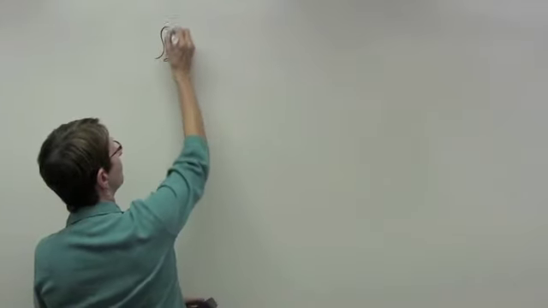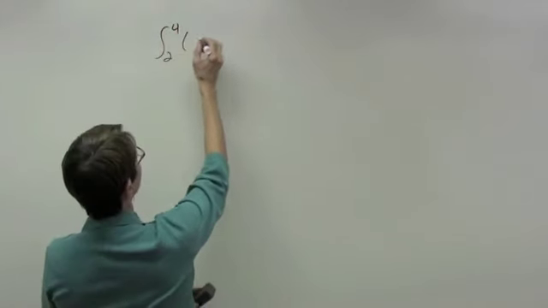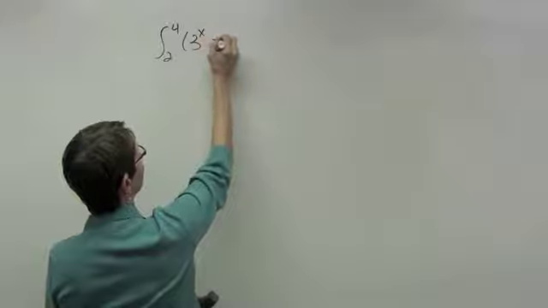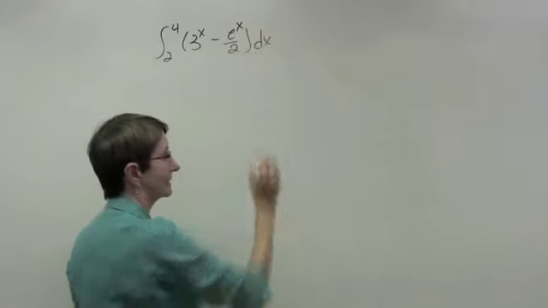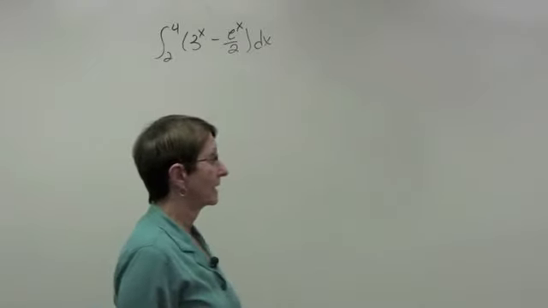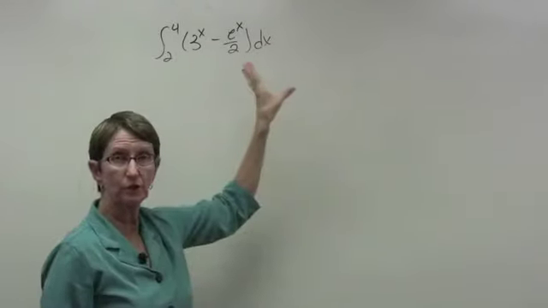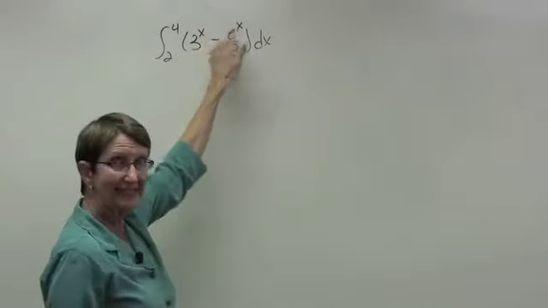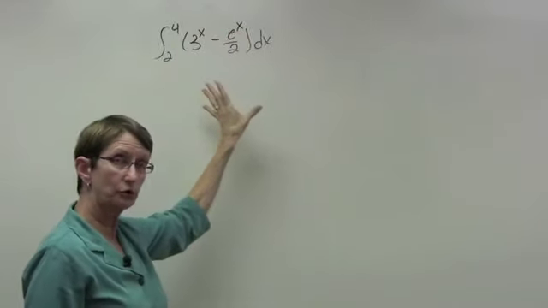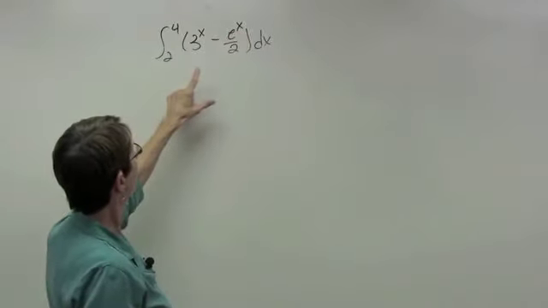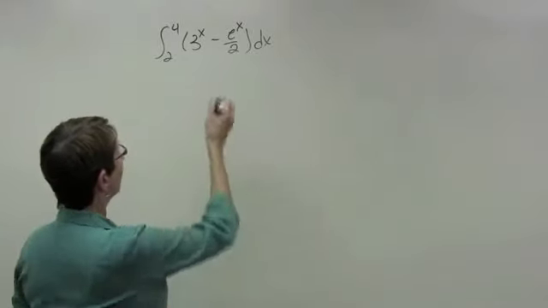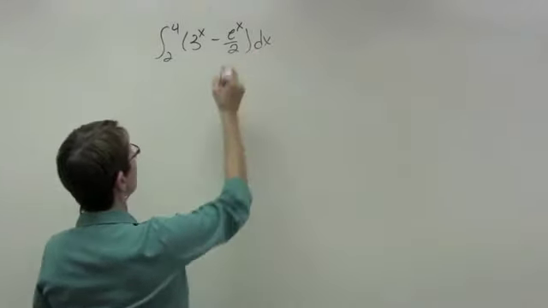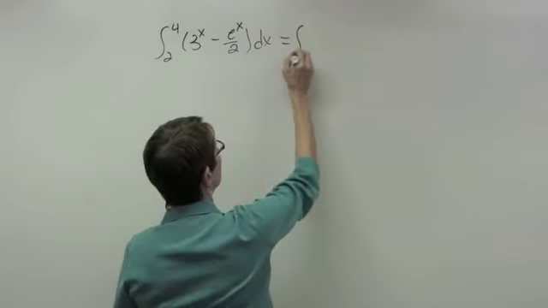The integral from 2 to 4 of 3 to the x minus e to the x over 2 dx. I'm still looking at basic functions, just 3 to the x and e to the x. Both of these are exponential. Let's take each piece individually. And I don't really have to do much in the way of changing.